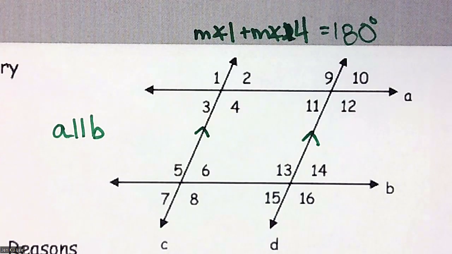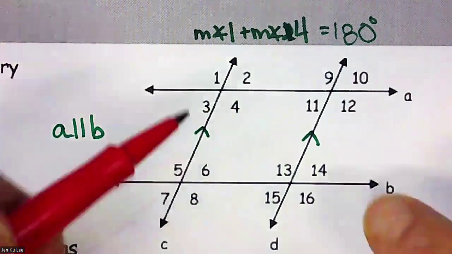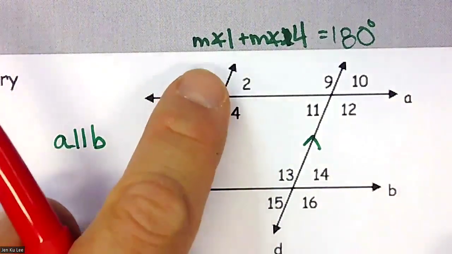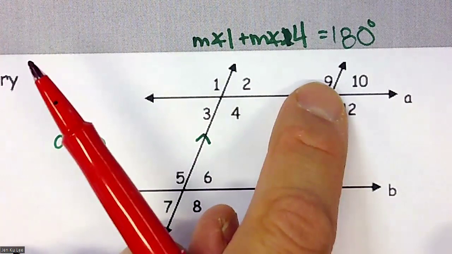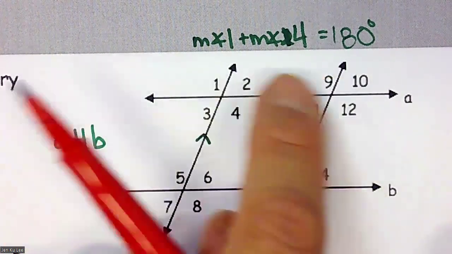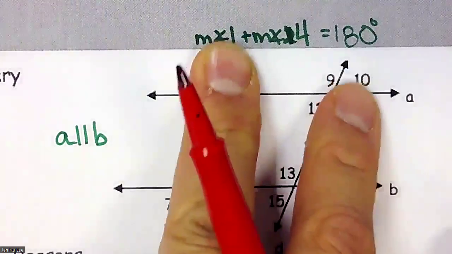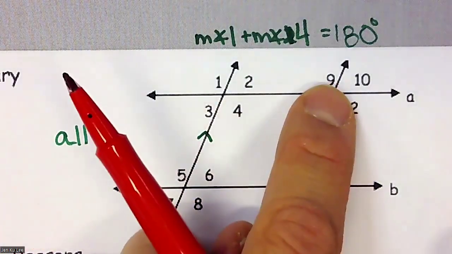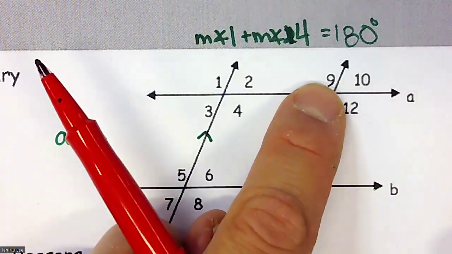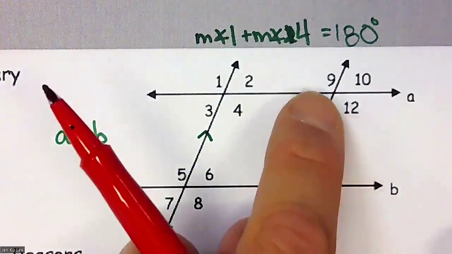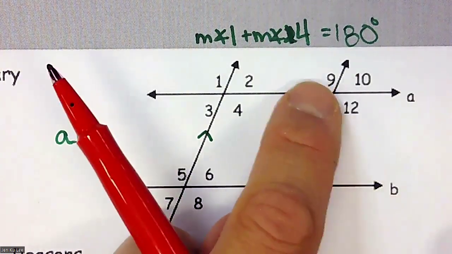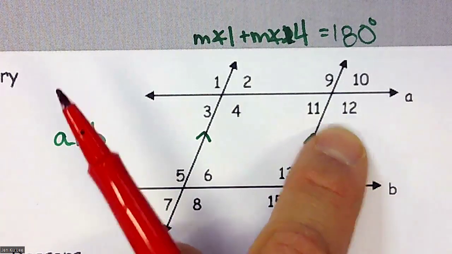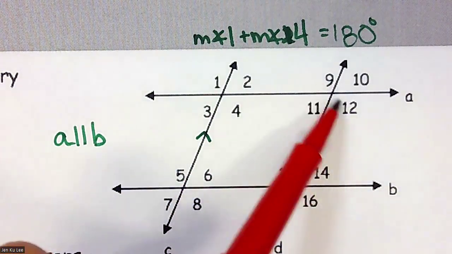So hopefully you got one. There are a lot of ways you can do this. We just highlighted the fact that angle 1 and angle 14 are supplementary, right? If angle 1 corresponds to angle 9, they're congruent to each other, and I can say that because these two lines are parallel. Angles 9 and 12 are vertical to one another, so they're equal to each other.